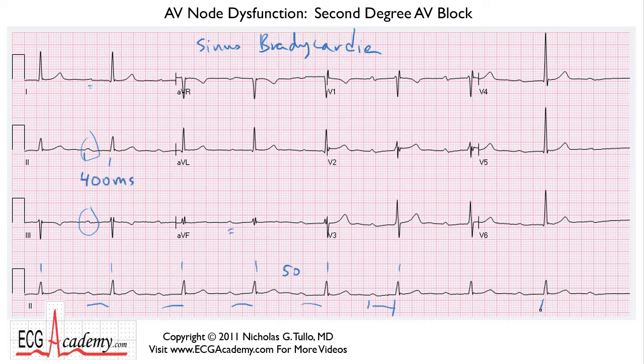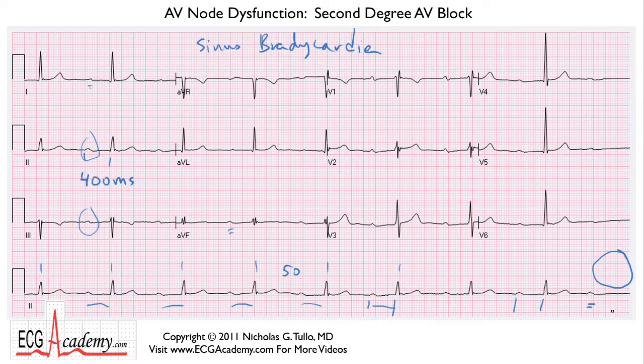So somehow the AV node is starting to delay the signal. It's taking longer and longer to get down the AV node. And then what happens? Look at that. A P wave, but there's no QRS complex following that P wave. So this is an example of AV block. The atrium fired, but there's no conduction to the ventricles. So you have AV block now.